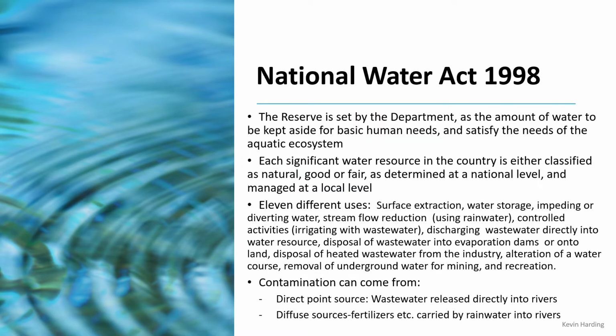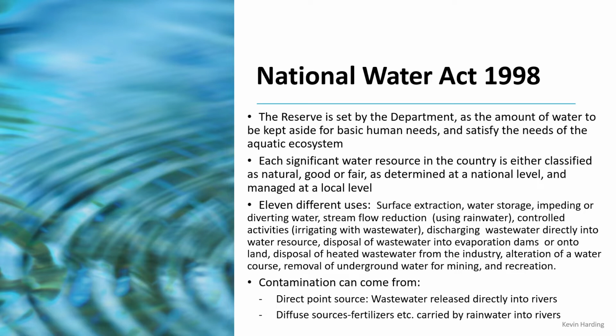One of the key issues with the National Water Act is that through it, the department sets the amount of water that should be kept aside for basic human needs. So there are going to be basic human needs as well as other users such as agriculture and other needs that are going to require an allocation of water. The amount of water that is kept aside is called the reserve.